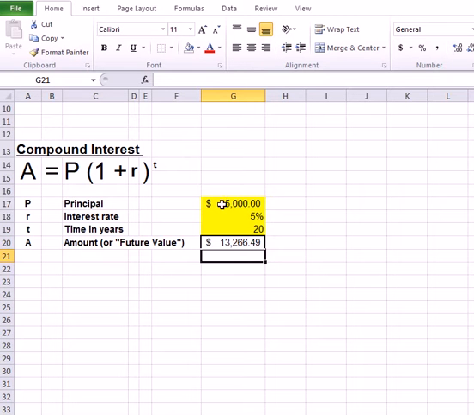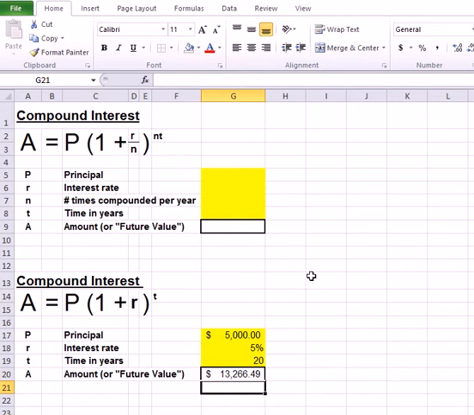Now you can adjust each one of the variables in that to see what the impact would be on the future value of that principal. Okay, so have a look at what if we have more frequent compounding.